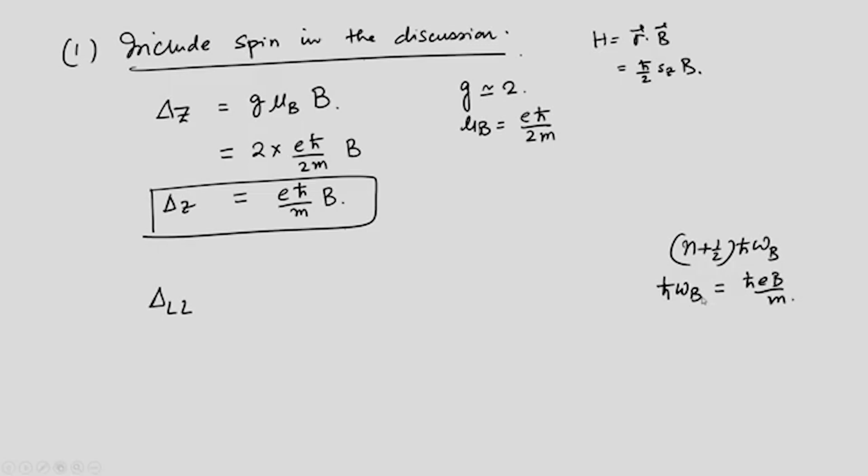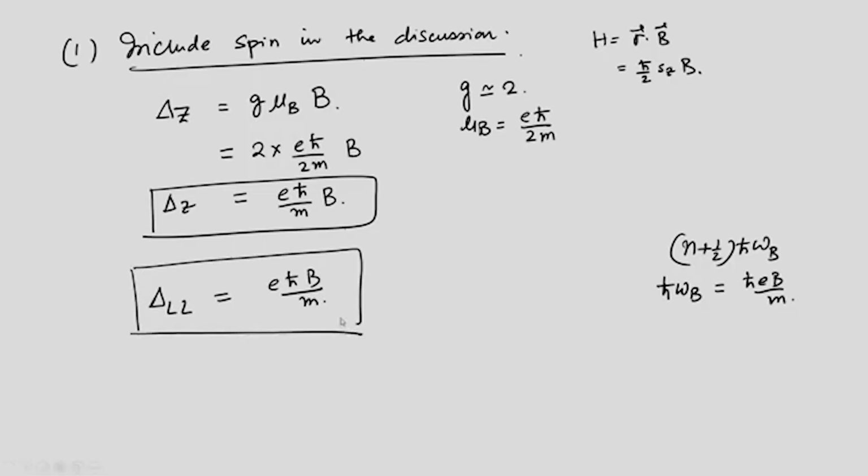Okay, now this is what we have learned. So delta LL is also E H cross B over M. So delta Z and delta LL, which we have already done, are exactly the same. What it means is that the Landau level spectrum for spin up electrons will coincide with one level, or one n, lower of the spin down electrons. Because these two are the same, and this is the energy difference between the up and the spin down electrons.